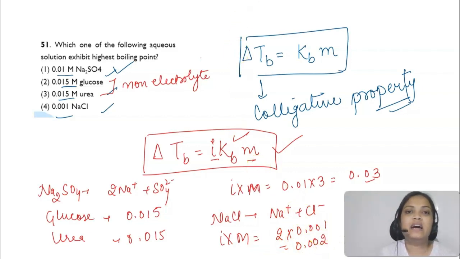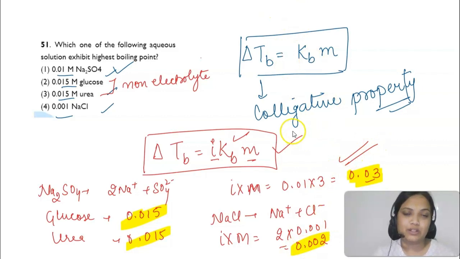Now you can see the highest value out of these. It's 0.03, this one. So the highest value is coming out for the Na2SO4. It is having the highest value of I into M, so it will give you the highest boiling point. So the answer is going to be option number 1.